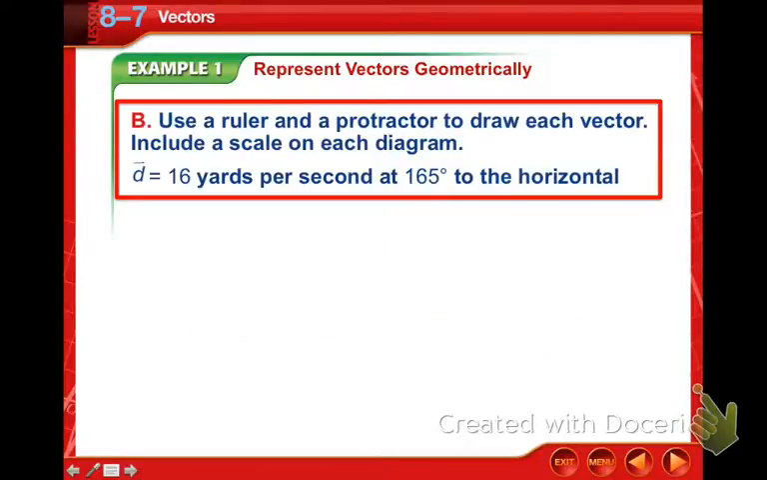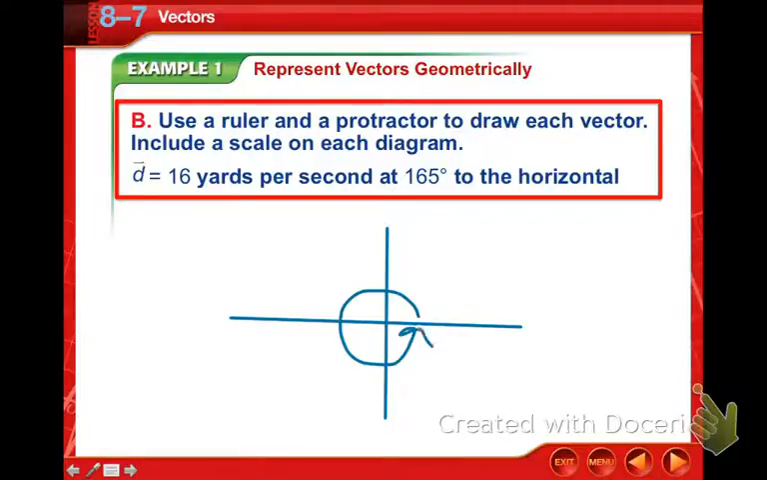So number 1, part B, same idea. So let me draw our coordinate system. A little crooked there, but that's all right. So now we see 165 degrees to the horizontal. So that would mean, again, we're going around the circle this way, from our 0, or east.